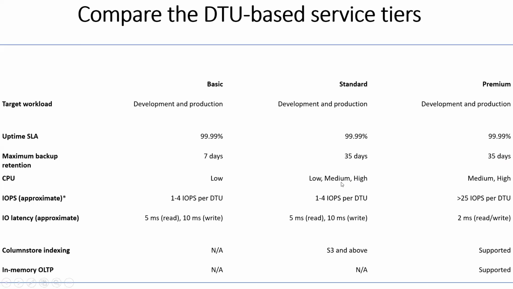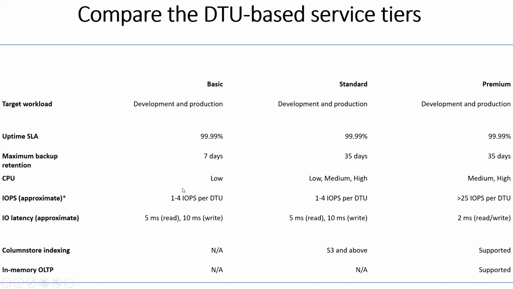Cost also differs. If you go from basic to standard, it increases, and from standard to premium, it increases because it is providing the best features compared to this. Now, if you come to the IOPS per DTU, basic will provide 1 to 4 IOPS. Here also 1 to 4. Here you will get greater than 25.